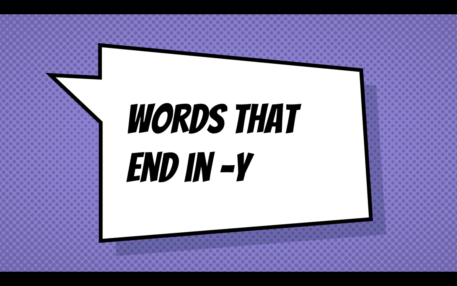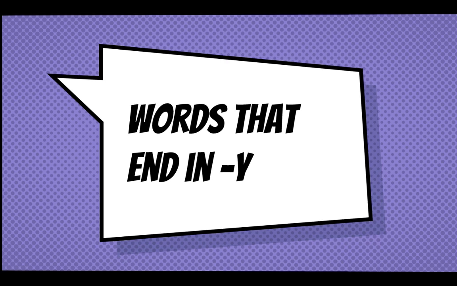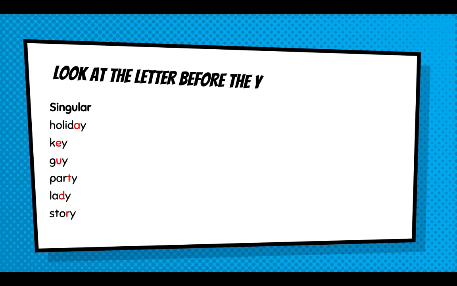Now we have two different rules for words that end in Y. So you really have to look at the letter before the Y to figure out the rule. So in holiday, I see an A. That's something that is called a vowel. Vowels are A, E, I, O, and U. If it's a vowel plus a Y, then we're just going to add an S. So we're going to see this in holidays, we're going to see this in keys, and we're going to see this in guys because the letter before the Y, right over here, is a vowel.